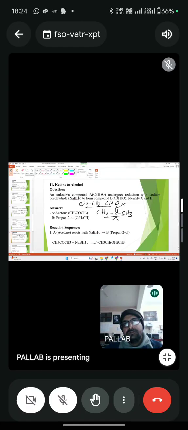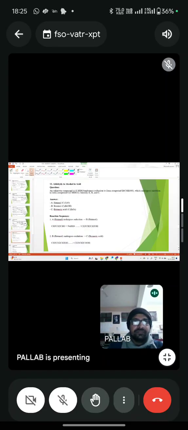So A is a ketone which undergoes reduction with sodium borohydride. Sodium borohydride reduces this part and will provide this. CH3 CHOH CH3. Okay, 3, 4, 5, 6, 7, 8. So this is our desired compound. Look at this, C3H8O. Okay. Next, go to the next slide.